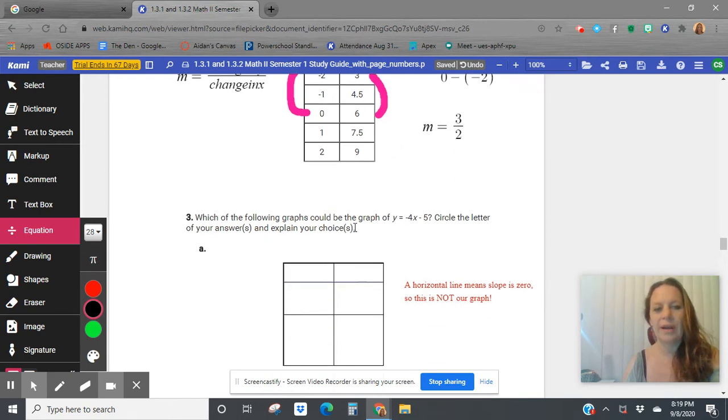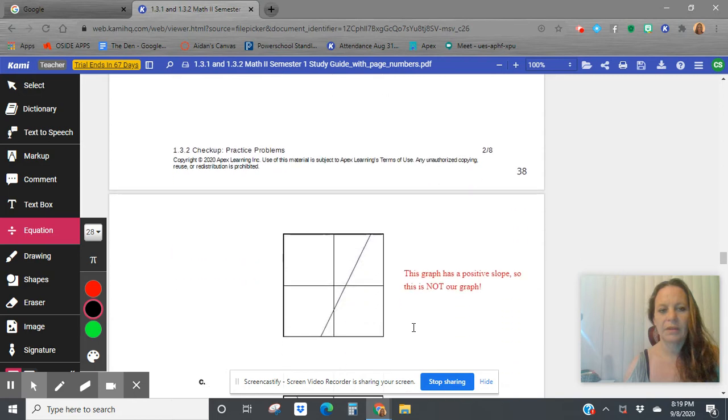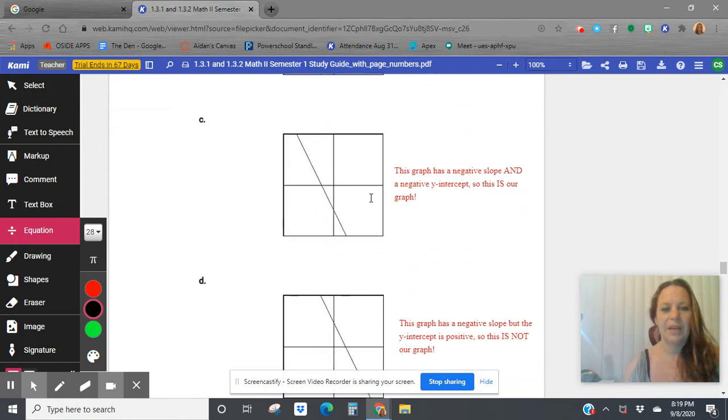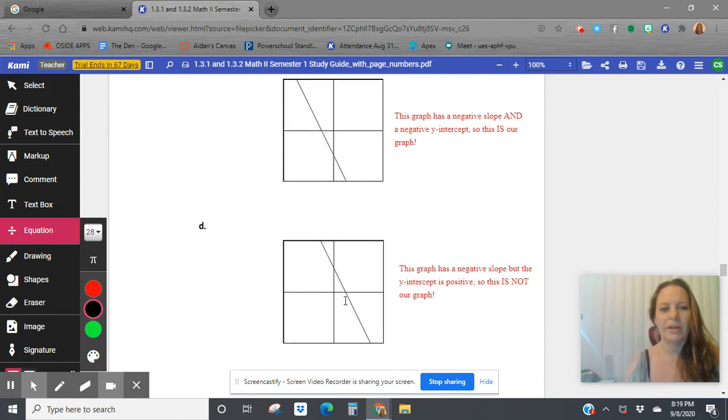Okay, which of the following graphs could be the graph of y equals negative 4x minus 5? Circle the letter of your answer that explains. So we have this first graph here, which is a horizontal line. That's a zero slope graph. We have this next line here, which is a positive sloping graph. So this is not our graph. And then we have these two graphs, which are negative sloping.